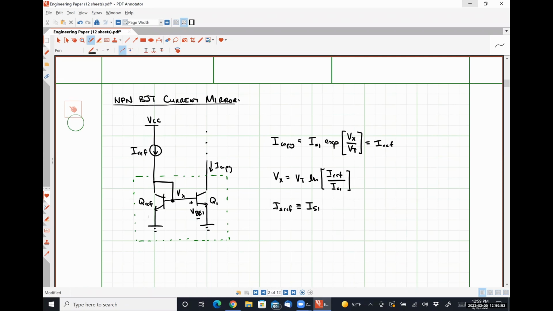So effectively, any temperature change in this portion of the circuit doesn't get carried out to this guy, which in turn doesn't get carried out to this guy here. Because as the temperature goes up, IS is going to go up, Vx is going to go down, and they are going to compensate for each other to provide that stable copy elsewhere. Okay. So this in and of itself is pretty useful.